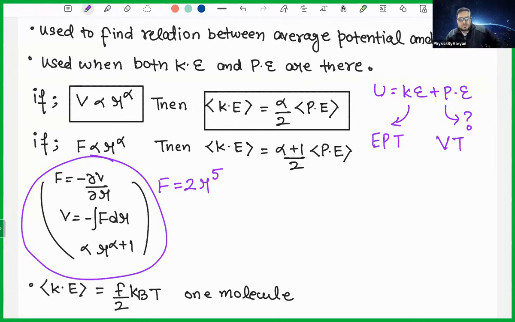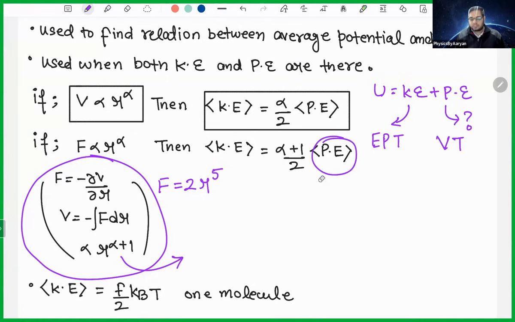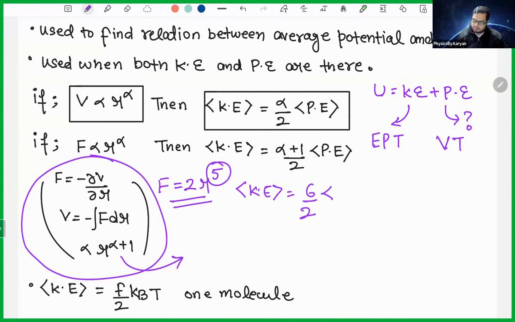Any doubt in this one? If I say force is dependent upon R to the power alpha, is it okay to say that potential is dependent upon R to the power alpha plus 1? Yes, sir. Then my relation will become average kinetic energy equals alpha plus 1 by 2 times average potential energy. For example, in this case, my average kinetic energy will be alpha plus 1, which is 6 by 2, times average potential energy.